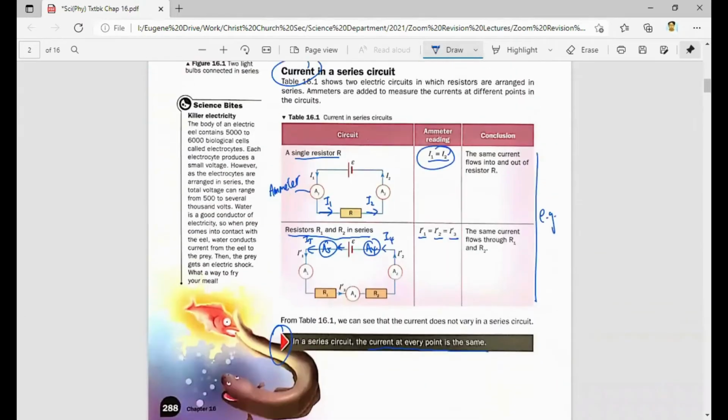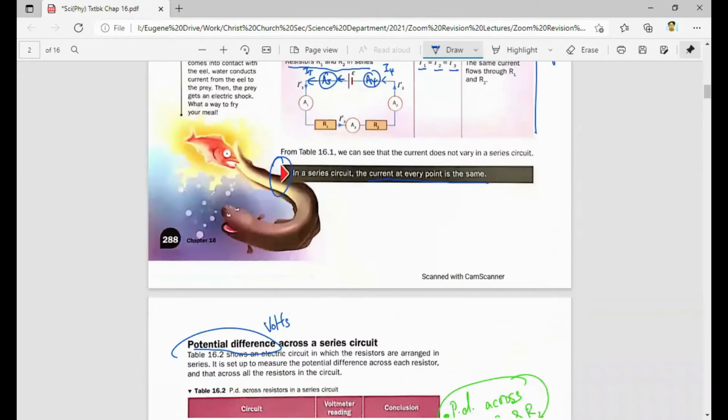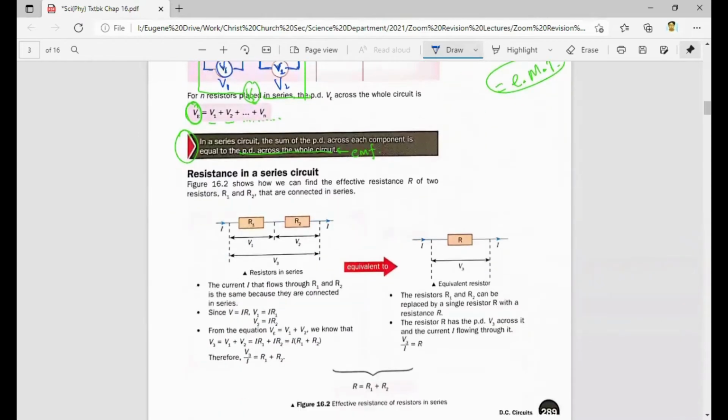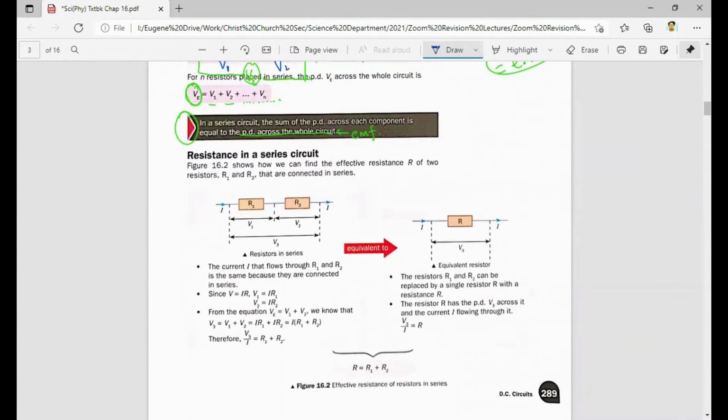So we have done the current part. We know that current is the same throughout the circuit for a series circuit. For potential difference, the sum of the potential difference across each component is equal to the potential difference across the whole circuit. So that's for current, that's for potential difference. Now, in terms of resistance in a series circuit, I think most of you are already very familiar with it. All these points that I'm writing here are just to explain more in depth. You don't really need to go so in depth into all this.